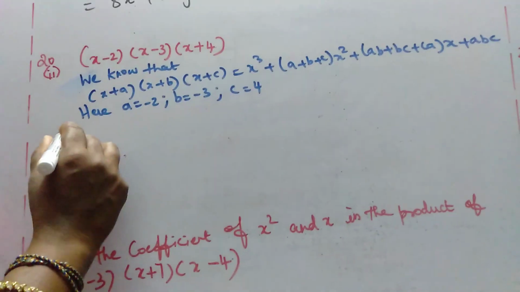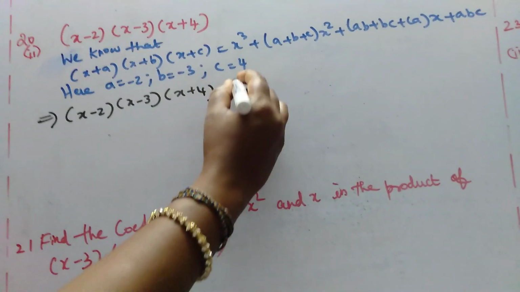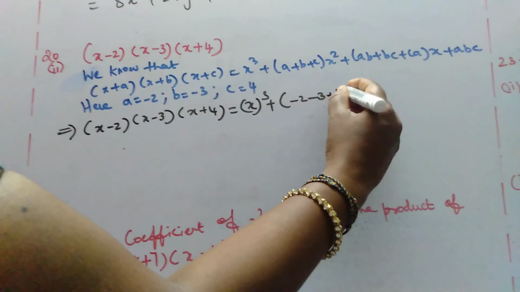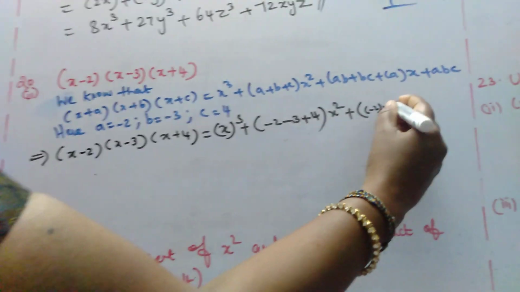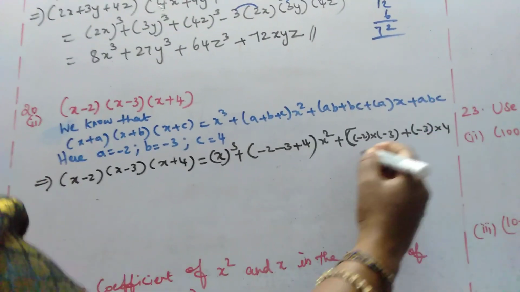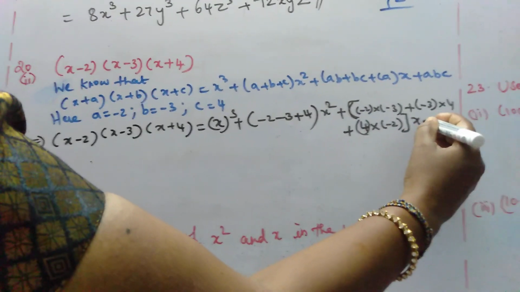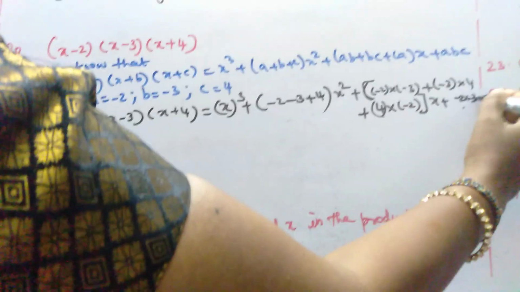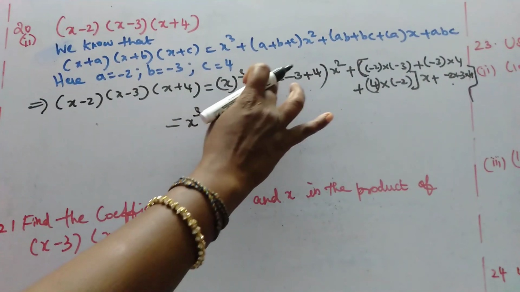Okay. So (x - 2)(x - 3)(x + 4) equals x³ + (a here is -2, b here is -3, c here is +4)x² + (ab here is -2 into -3, plus -3 into 4, plus 4 into -2)x + (-2 into -3 into 4). So which can be written as x³.